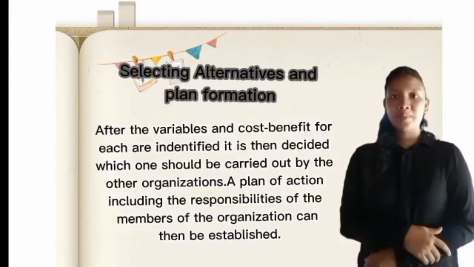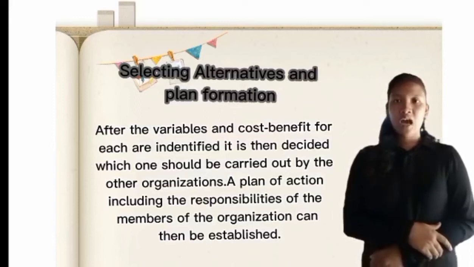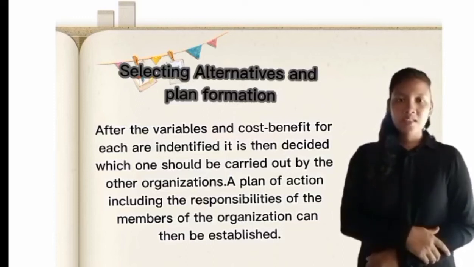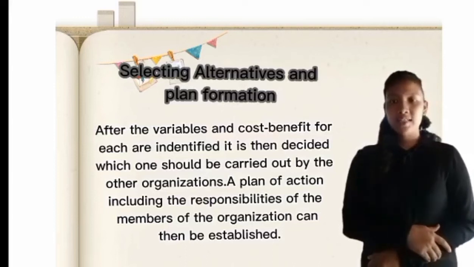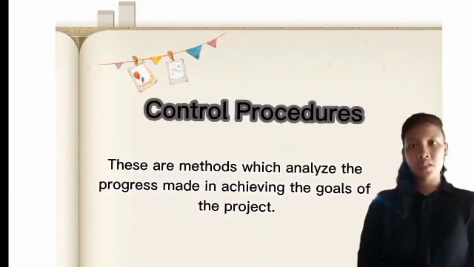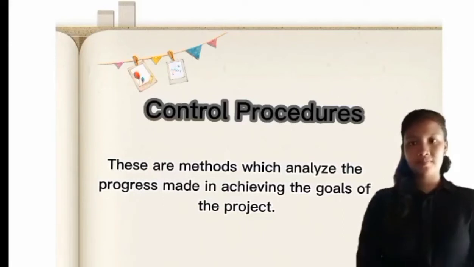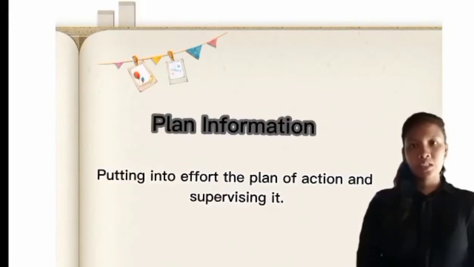Selecting alternative and plan formation. After the variables and the cost benefit of each are identified, it is then decided which one should be carried out by the organization. A plan of action including the responsibilities of the members of the organization can then be established. Control procedure. These are methods which analyze the progress made in achieving the goal of the project. Plan implementation. Putting into effect the plan of action and supervising it.